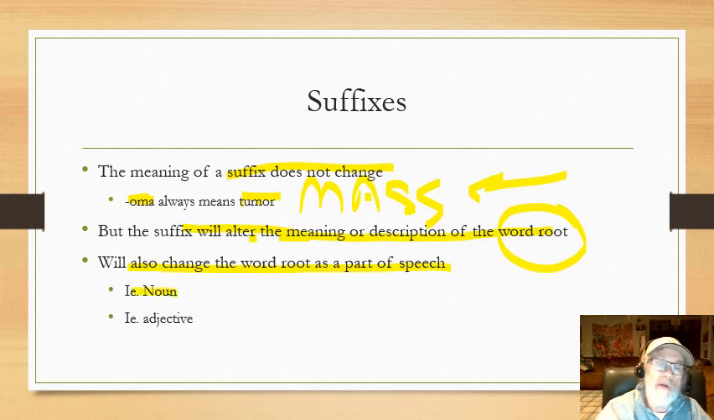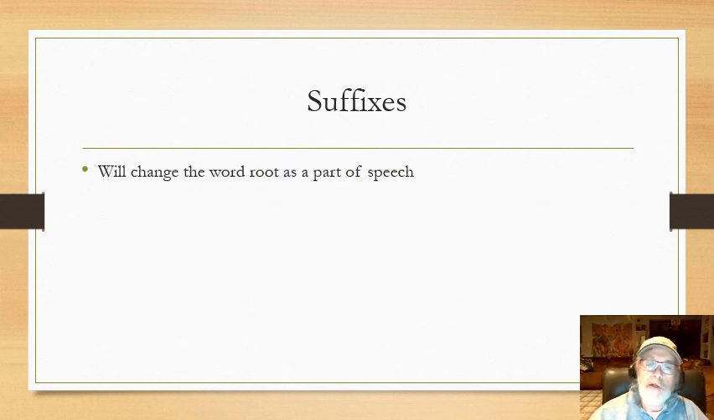Again, a noun is the name of a person, place, or thing. We talked about that, but also we talked about adjectives in our previous video on rules. These are those AL, IC, IAC, and stuff like that that make the word into an adjective. An adjective, we know, is something that describes a noun. So if I have an adjective, it should be followed by a noun, okay? So suffixes will change the word as a part of speech.